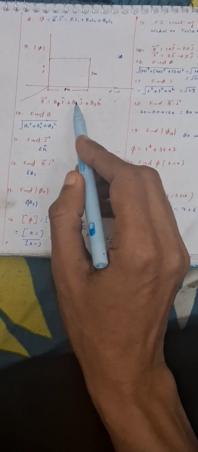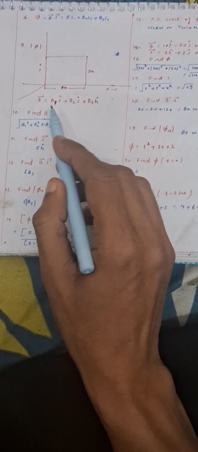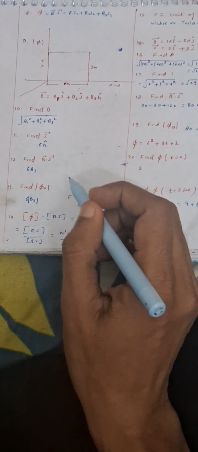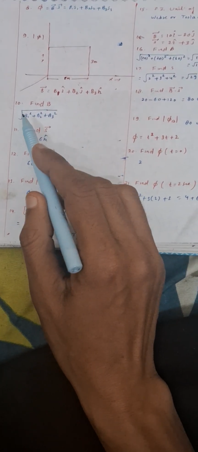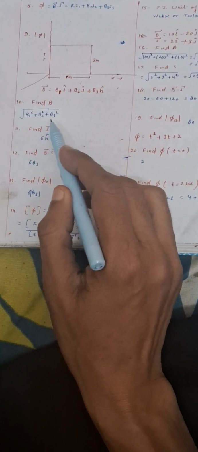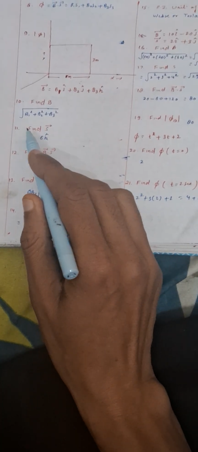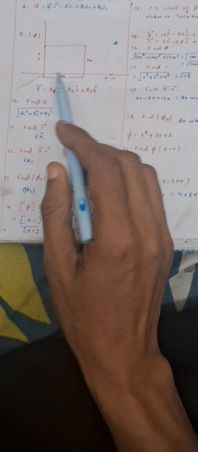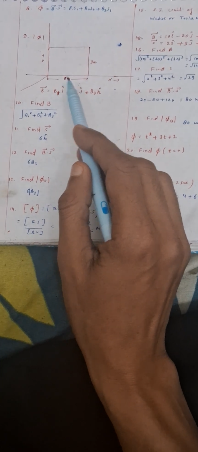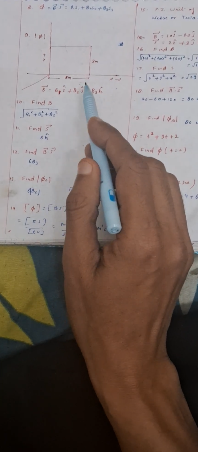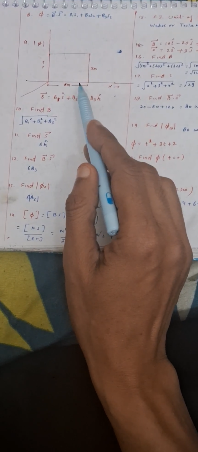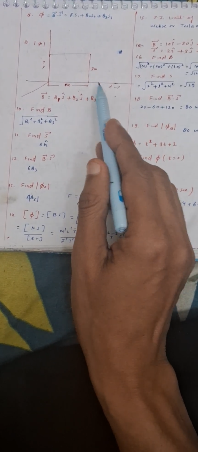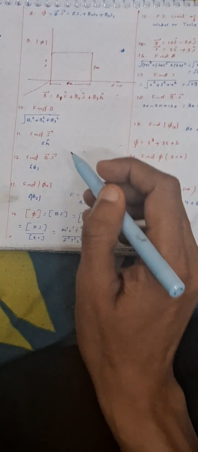Next, we are given a rectangle in the XY plane and the magnetic field is B1 i plus B2 j plus B3 k. The first question is to find the magnitude of the magnetic field. That will be root under B1 square plus B2 square plus B3 square. Then we need to find the area vector. The area vector is perpendicular to the plane and along the outward normal. So it will have a magnitude of 3 into 2, 6 meter square, and outside the plane, that will be along k cap.